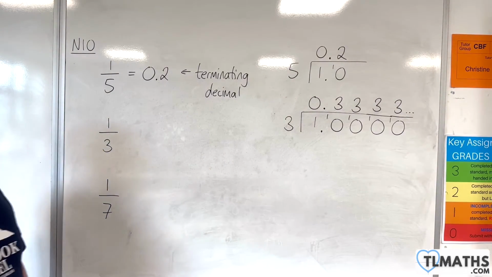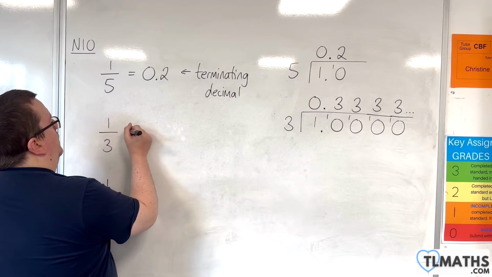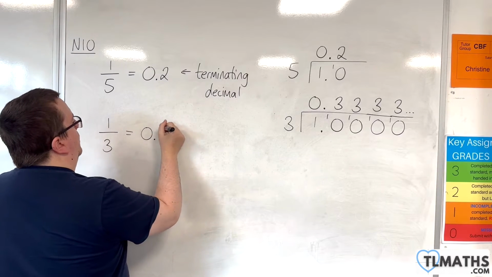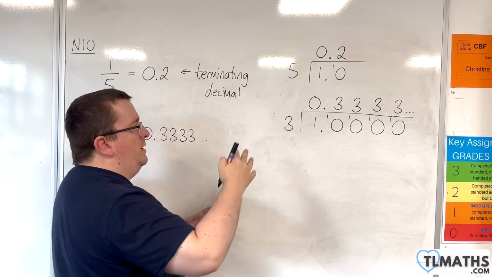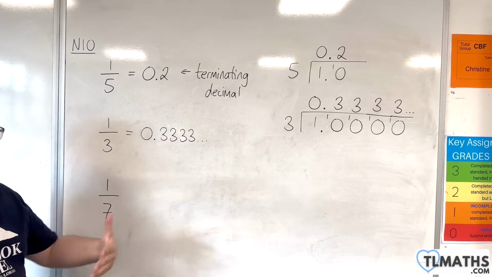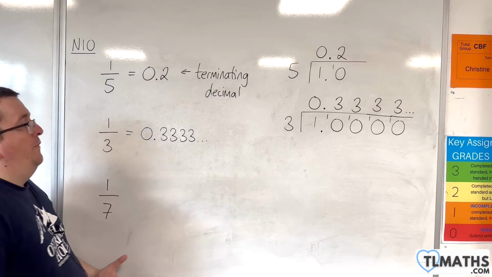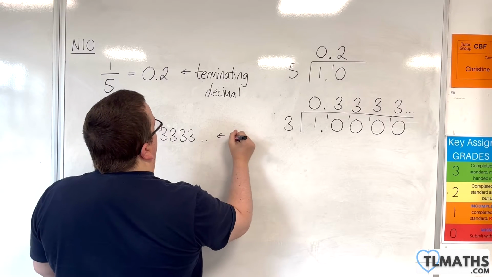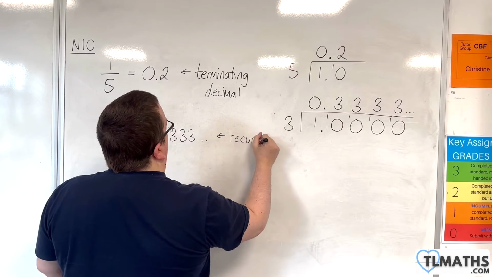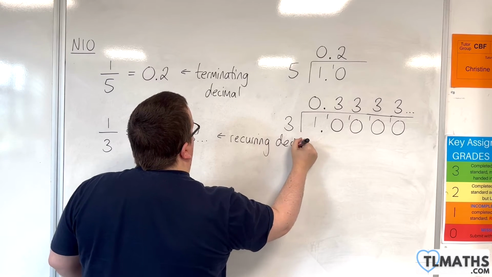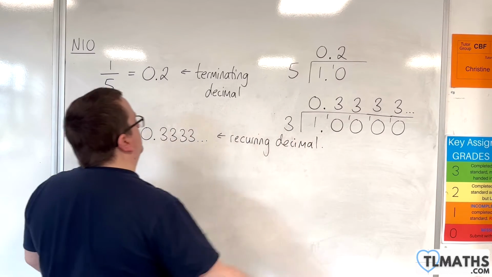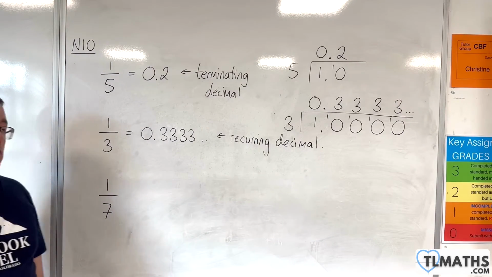Okay? And so 1/3 is 0.333333333333 forever and ever and ever. And we refer to this as a recurring decimal. Okay, so this is a recurring decimal.